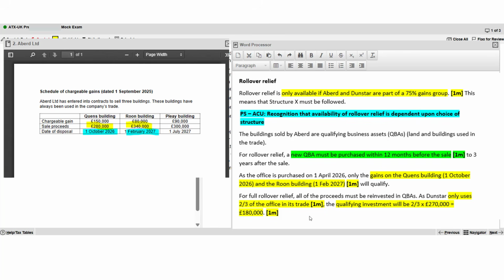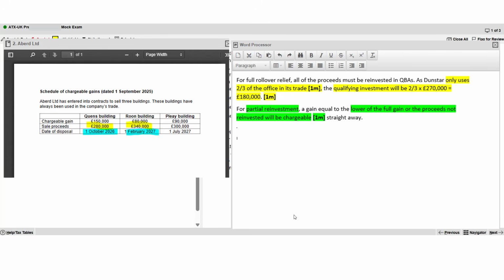Then we have a couple of marks for recognising that only 2/3 of the new building will qualify. And you might have done this as part of your calculations, but that means that in terms of a cost, the qualifying investment is only going to be £180,000. And so we've got partial reinvestment. And for partial reinvestment for rollover relief, very, very common in the exam, it's going to be the lower of the gain or the proceeds that have not been reinvested that will be chargeable straight away.